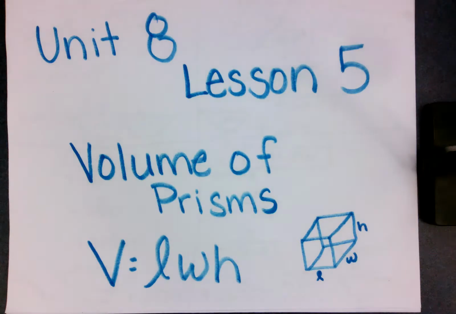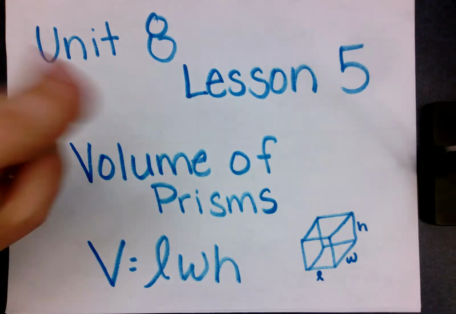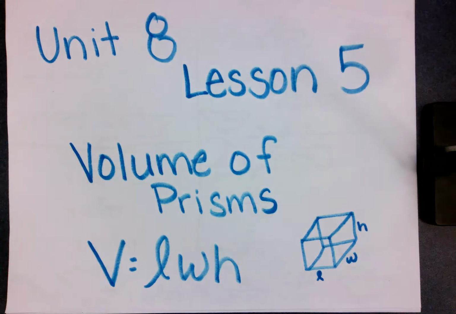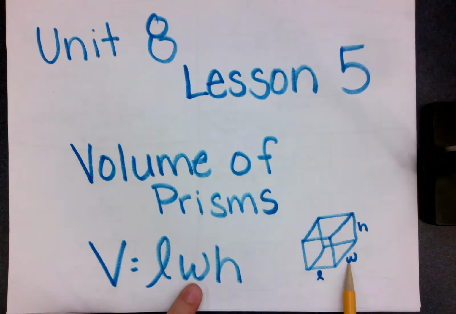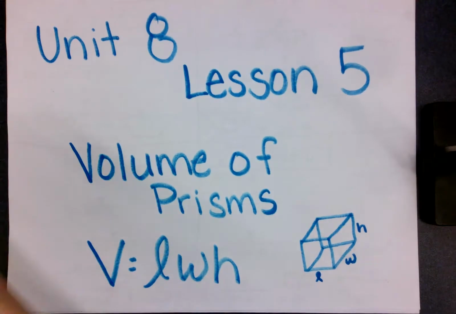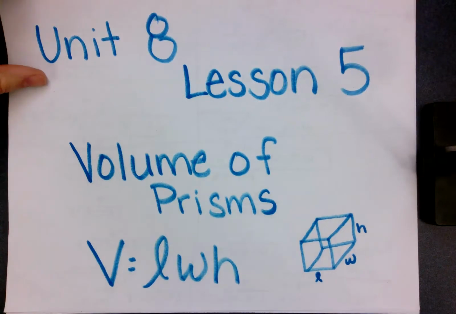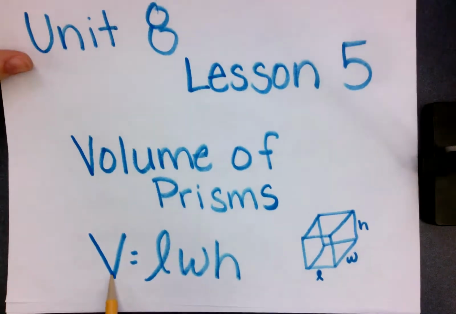Okay, in this video, we're going to be reviewing Unit 8, Lesson 5, where we went over the formula to calculate volume of prisms. Here we have a rectangular prism. To review, our formula is volume equals length times width times height. In this video, we are going over not only how to calculate volume, but we will also be reviewing how to calculate volume with one missing side and also volume with two missing sides.